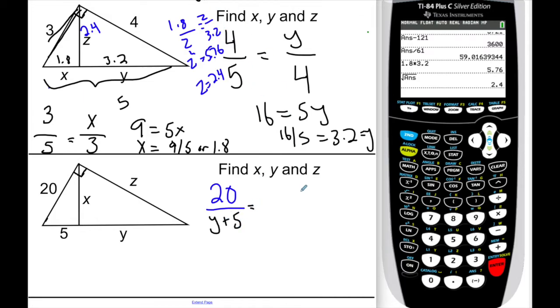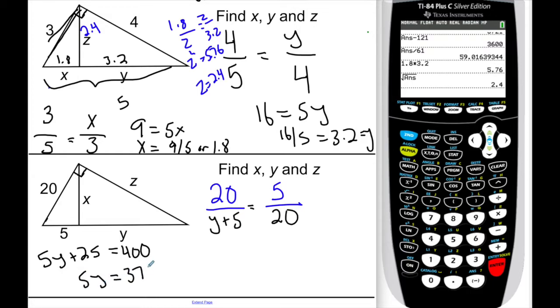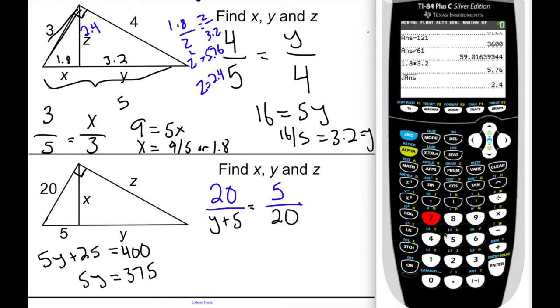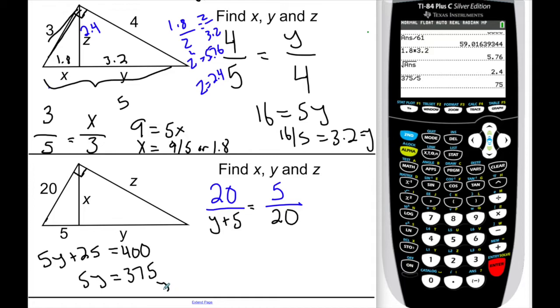So that's equal to 5 over 20, right? Hypotenuse is to hypotenuse, as height is to height. So what that gets me is that 5y plus 25 is equal to 400. So 5y is equal to 375. So I'll divide, and I get y is 75.